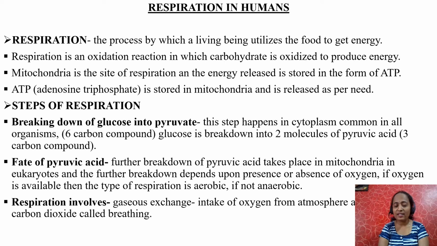Now, the further step takes place. Pyruvic acid now enters into mitochondria. Once pyruvic acid is formed in the cytoplasm, it enters the mitochondria. The fate of pyruvic acid further depends upon the presence or absence of oxygen. If oxygen is available, it enters into aerobic respiration. If oxygen is not available, if oxygen is lacking, then it enters into anaerobic respiration.